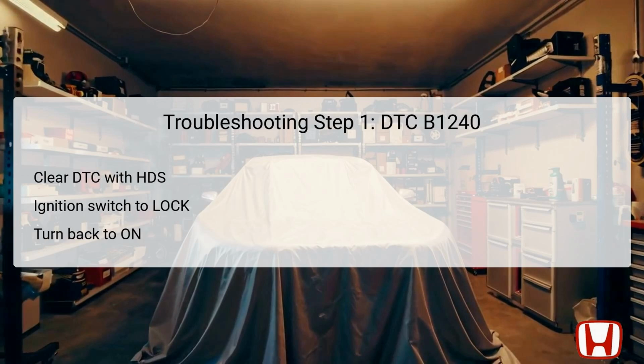The initial troubleshooting step involves using the Honda Diagnostic System, HDS, to clear the DTC B1240. By clearing the code, you reset the vehicle's onboard diagnostic system to determine if the error is persistent or an intermittent issue. After clearing the code, the next action is to turn the ignition switch to the lock position and then back to the on position.